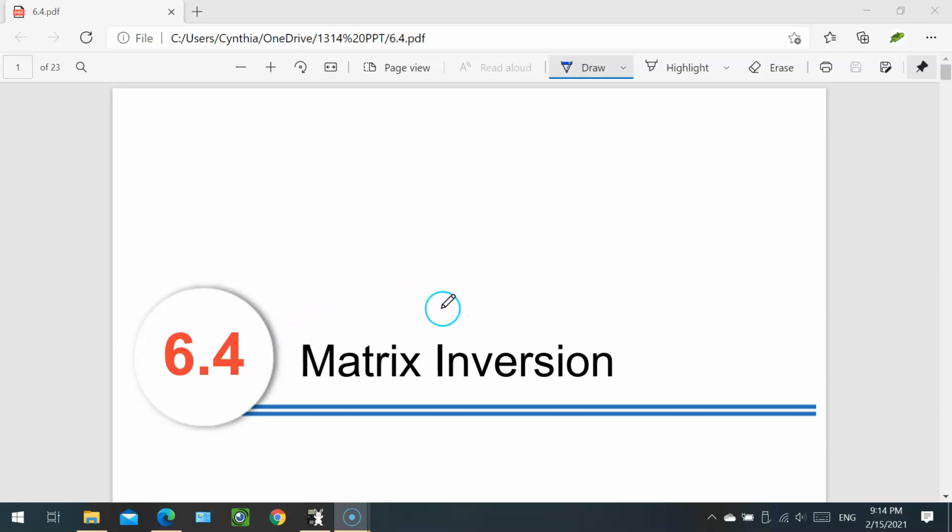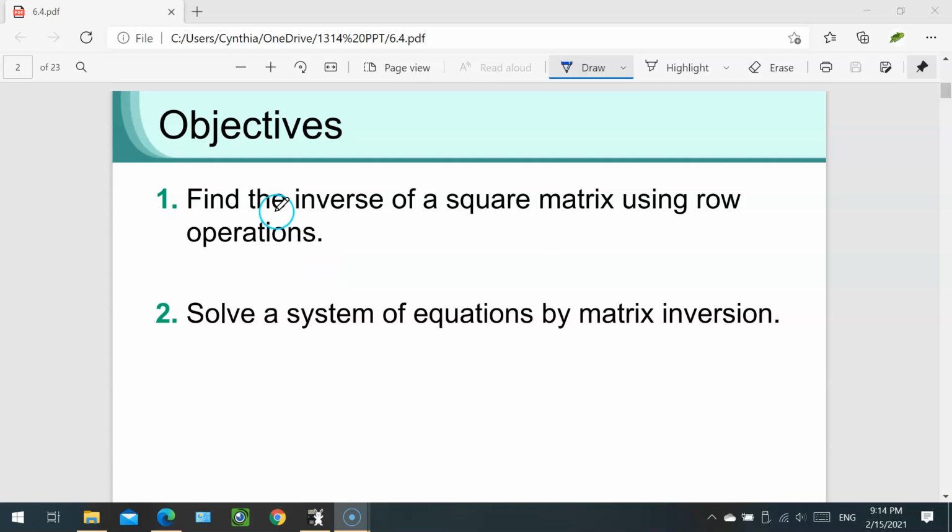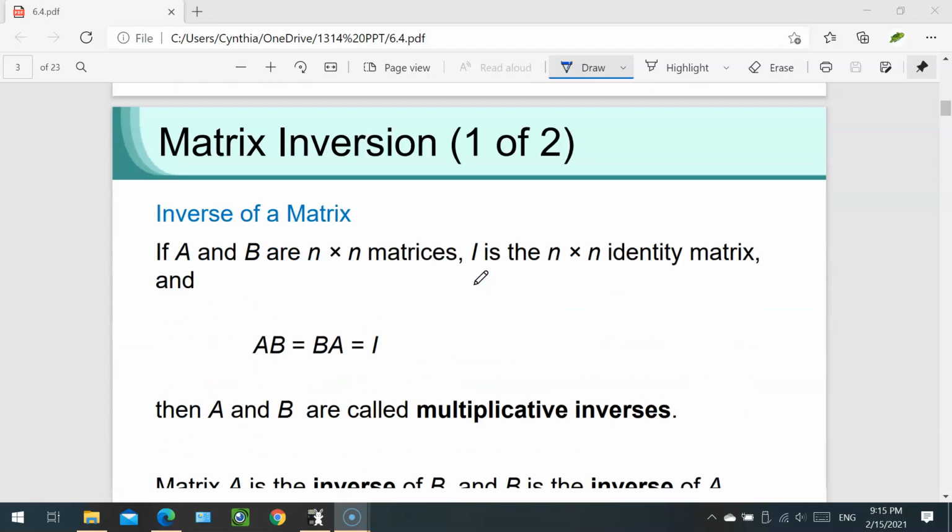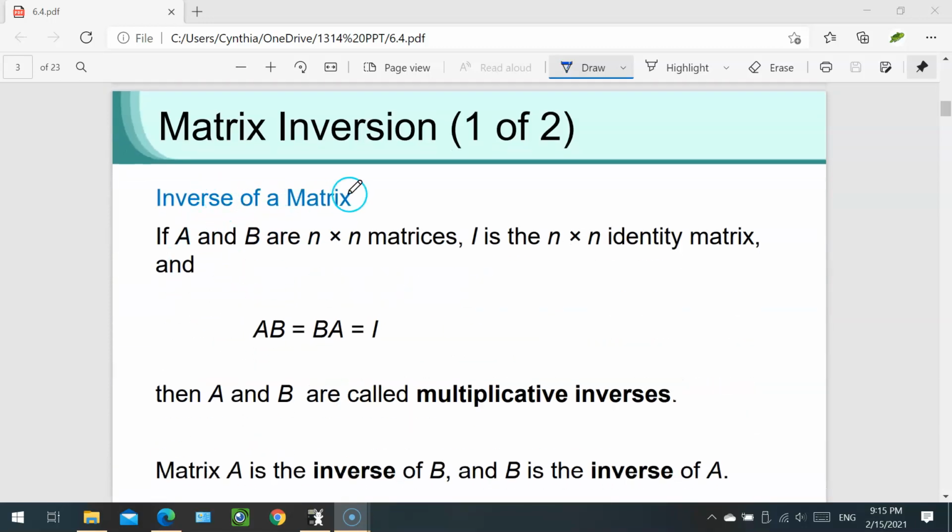6.4 Matrix Inversion. In this section, we are going to learn how to find the inverse of a square matrix using the row operations. Solve the system of equations by matrix inversion. Inverse of a matrix. If A and B are n by n matrices, and I is the n by n identity matrix, and matrix A times B equals matrix B times A equals the identity.